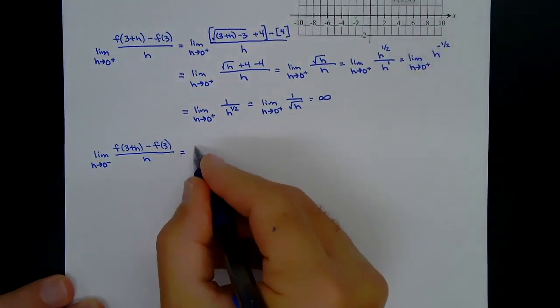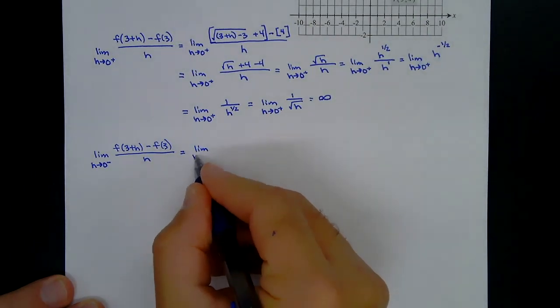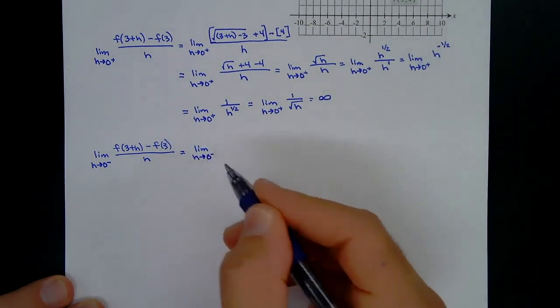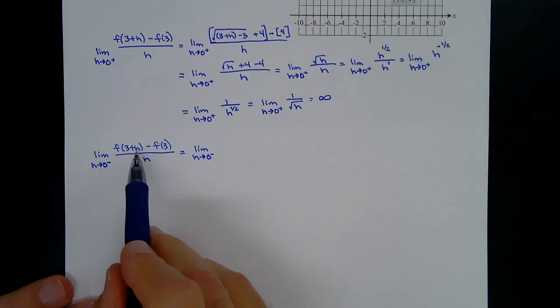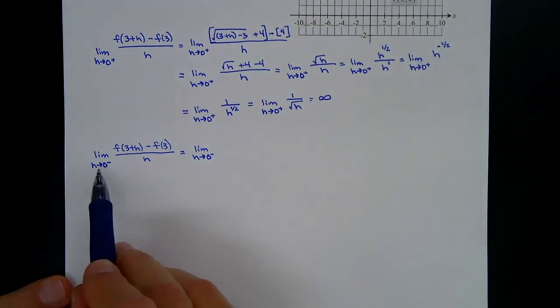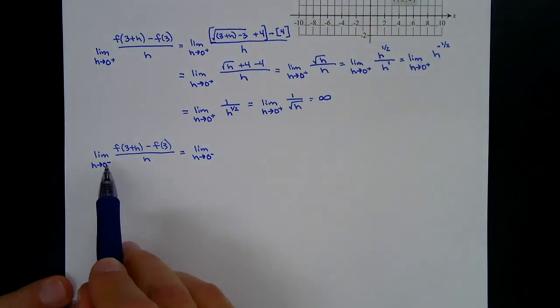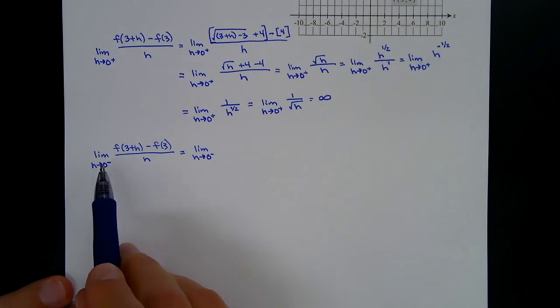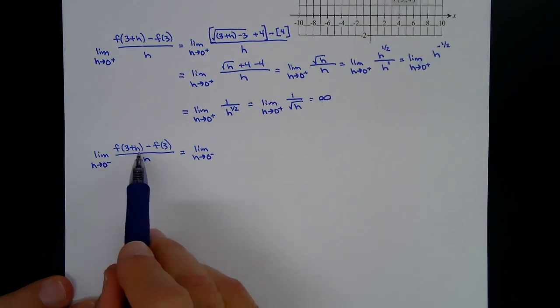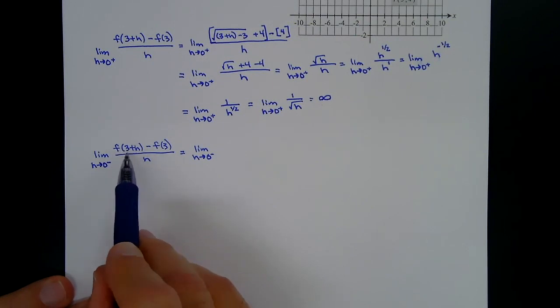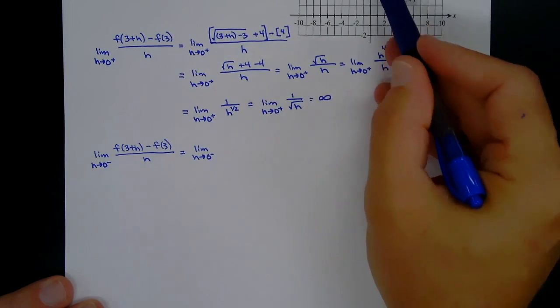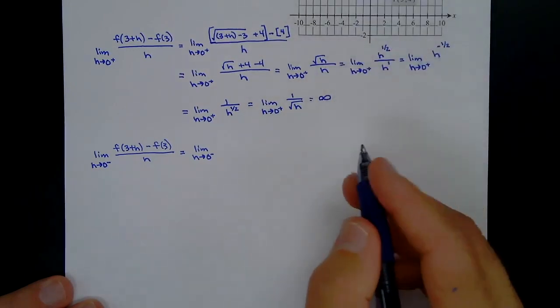So this is equal to the limit as h approaches 0 from the left. Okay, 3 plus h. Our h, because it's approaching 0 from the left, is actually negative. So we're adding a negative value, which makes this smaller than 3, which makes it to the left of 3, which means we're going to use the quadratic, okay?